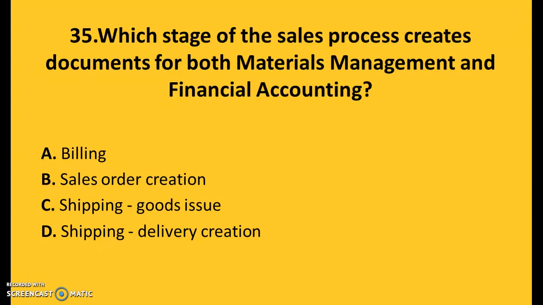Which stage of the sales process creates documents for both material management and financial accounting? Is it A, billing, B, sales order creation, C, shipping goods issue, D, shipping delivery creation. The answer is C, shipping goods issue. So for this, the documents are created both in the material management and financial accounting.